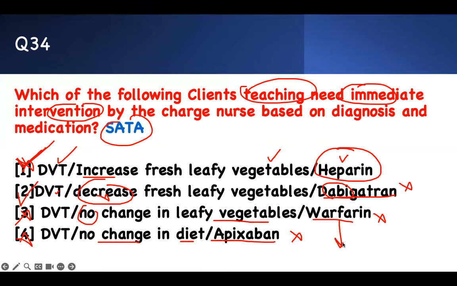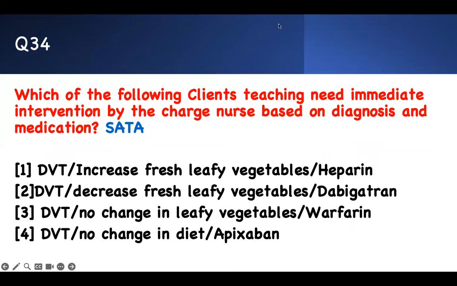So in actual fact, for all anticoagulation, don't change your diet. You can eat whatever you want, but eat the same amount. So this is just to try to tell you. The ones I need to intervene on: with heparin, you don't tell them to increase their leafy vegetables; with dabigatran, you don't tell them to decrease because it's not needed. Warfarin, yeah, but I want you to stay the same. So 1 and 2 are the ones that need immediate intervention. Trick question.